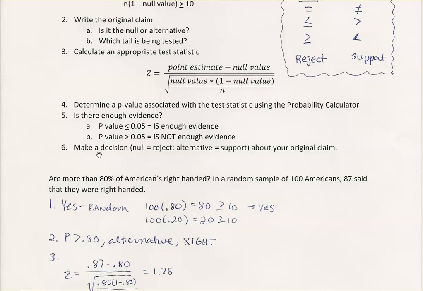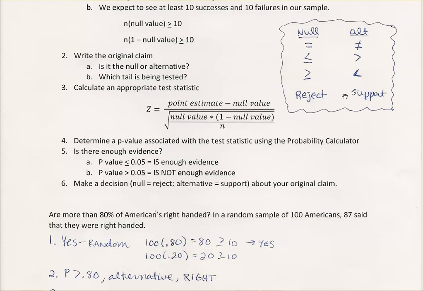When you go to make your decision, do not look at the p-value. It doesn't matter what the p-value is when you make your decision. Your decision is completely based on whether or not you're using a null or alternative hypothesis. So you remember up here where I had reject support? In step 2, if you determine that you're dealing with an alternative hypothesis, then the only option for step 6 is that you have to support. It doesn't matter what the p-value is, you're supporting.